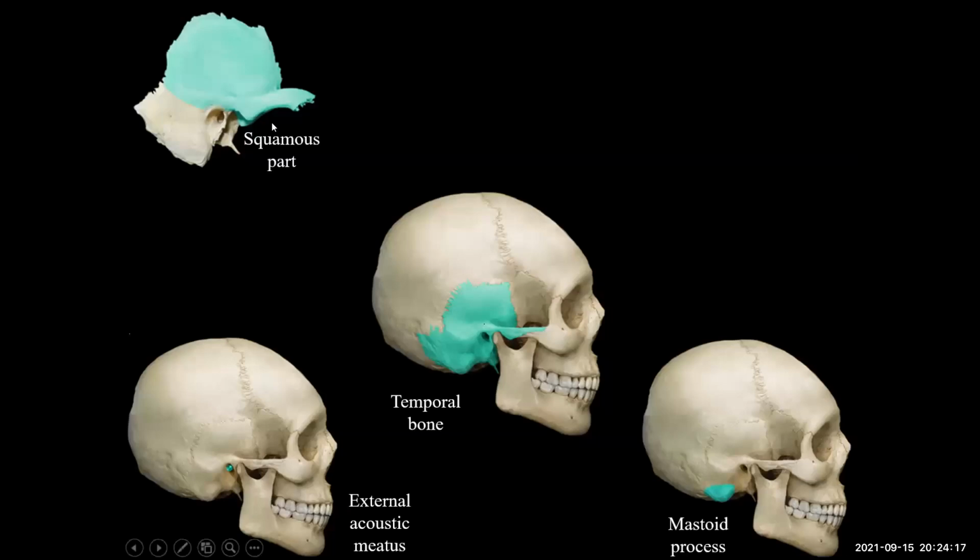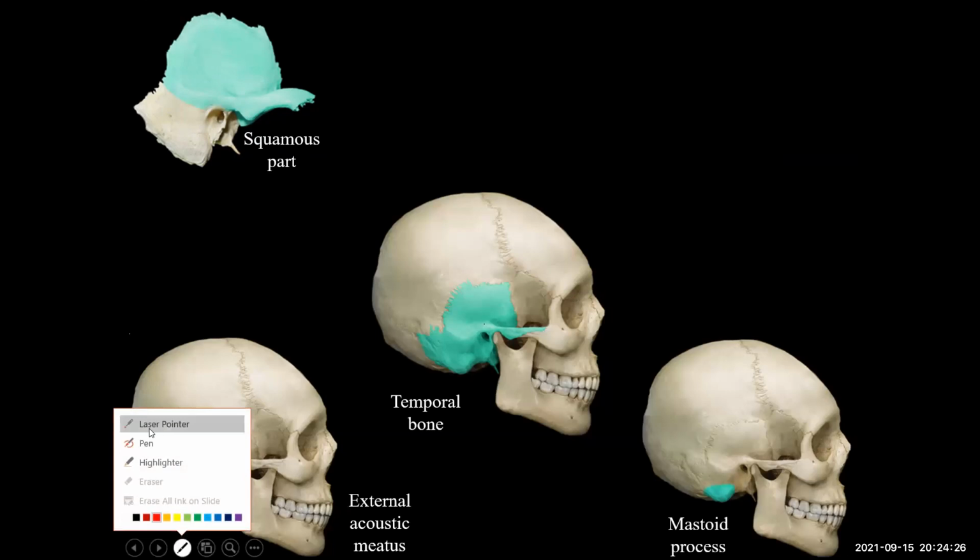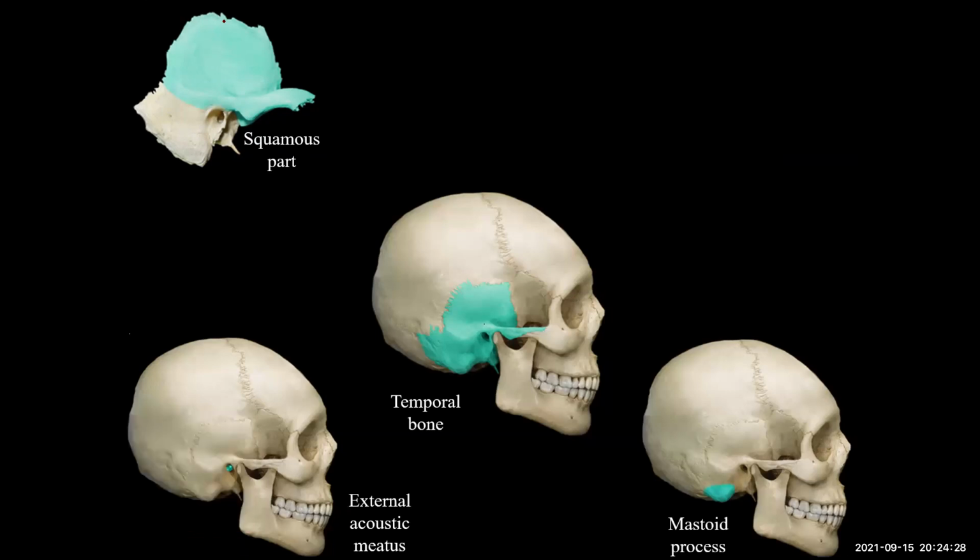All right, so here is the temporal bone. Now this part should not be included, because that is the zygomatic process, and that's not flat. So pretty much this part here is the squamous part of your temporal bone.